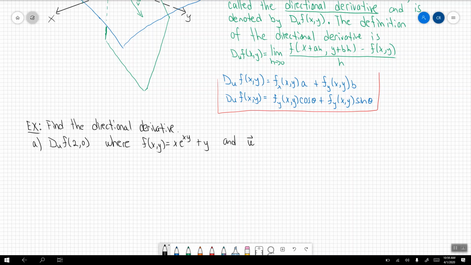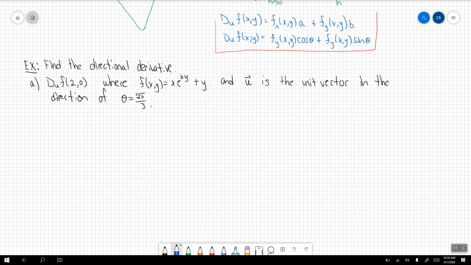and the unit vector u is the unit vector in the direction of theta, which is going to be equal to 2 pi thirds. Alright, so looking at this directional derivative now.